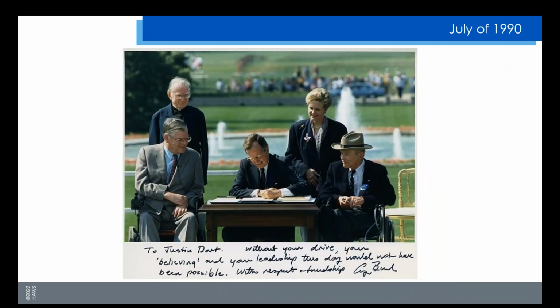But as you can see here, with fresh ink on paper, needed to seal the deal. This is a photo of H.W. signing the bill into law alongside Evan Kemp, chairman of the Equal Employment Opportunity Commission, and Justin Dart, as I mentioned before. Bush even added a nice note to the famous photo, thanking Mr. Dart for his efforts. And that does it for the history lesson, but I always think it's important to remind people where this started, why this is important, and so on.